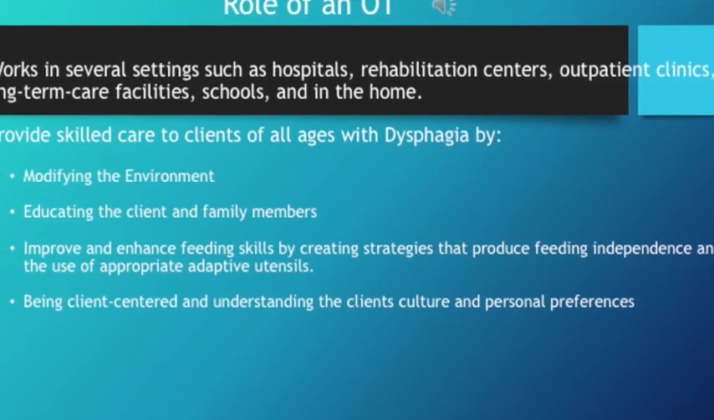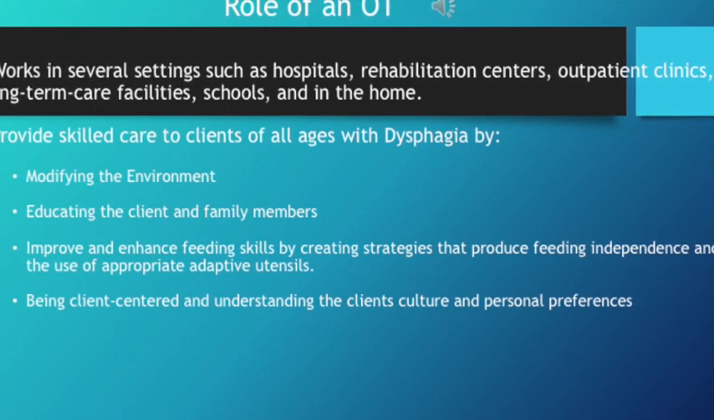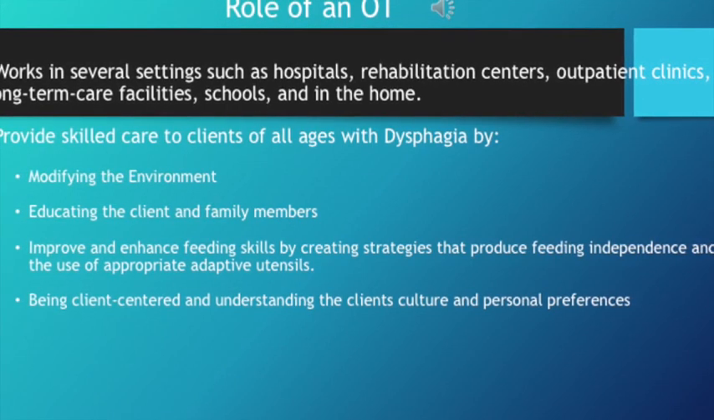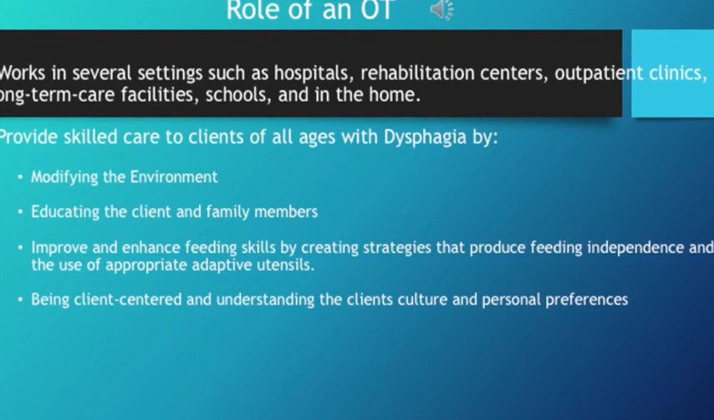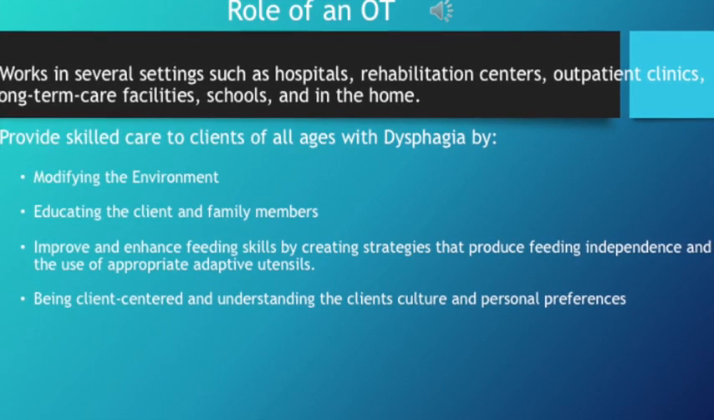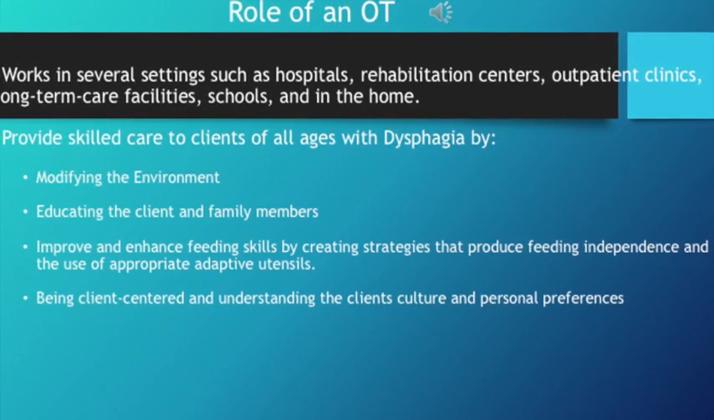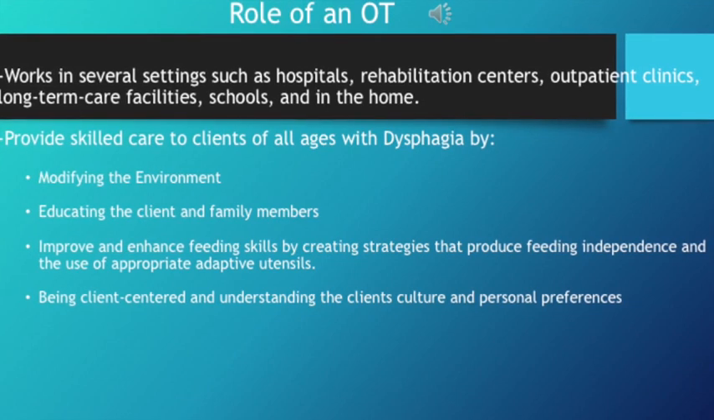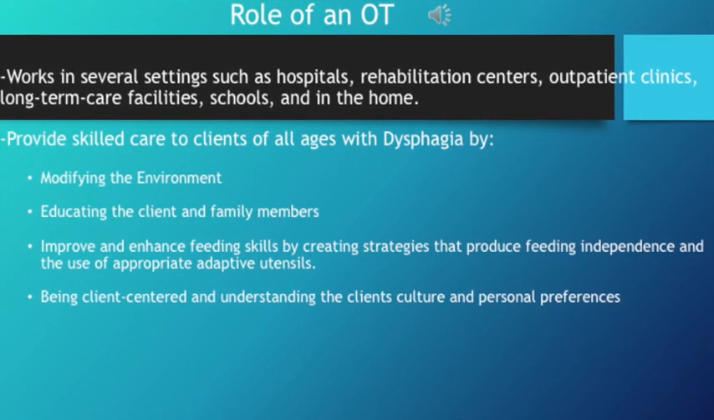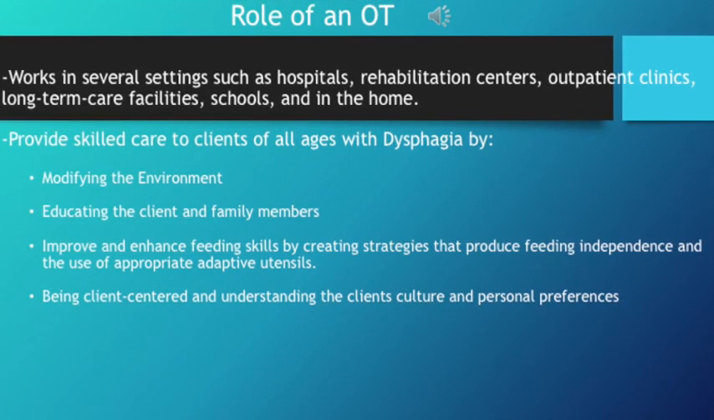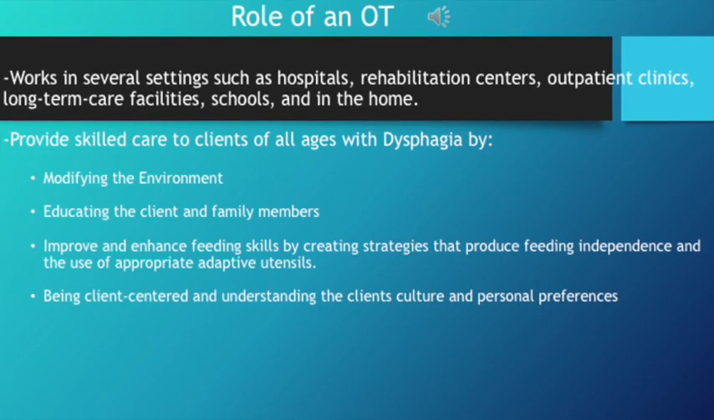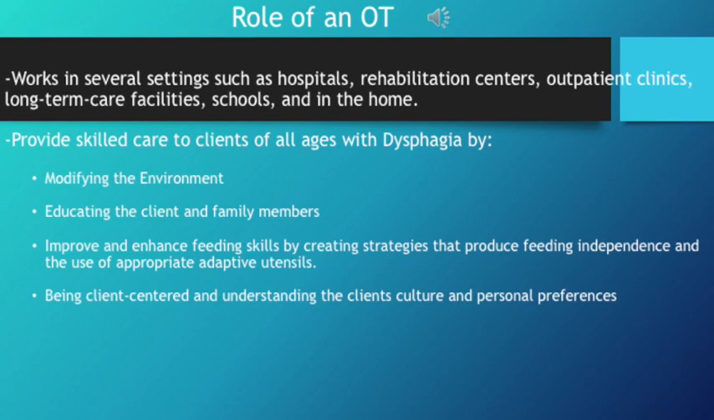The role of an occupational therapist for a client with dysphagia is to provide focused interventions that will address a variety of swallowing issues. Throughout the following slides, we will discuss how OTs can help individuals live with their dysphagia by modifying the environment, educating the client and family members about best practices, improving and enhancing feeding skills by using adaptive tools, and by understanding the client's culture and personal preferences.